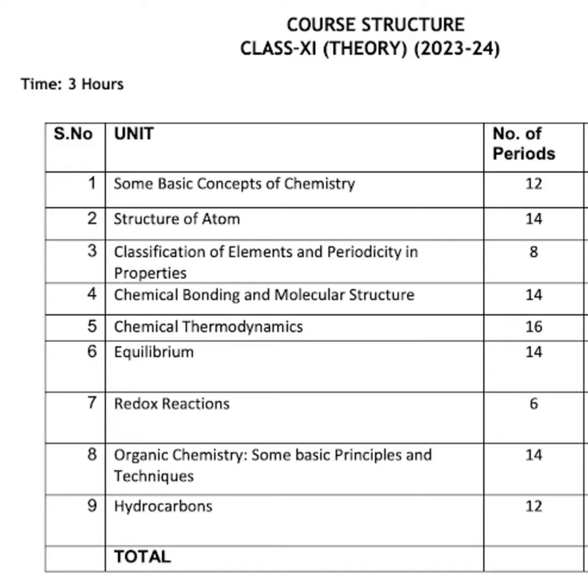The fourth unit is on chemical bonding and molecular structures, of about 7 marks, and the fifth unit is on chemical thermodynamics, having 9 marks importance, and the sixth unit is on equilibrium, having 7 marks. The seventh unit is on redox reactions, having 4 marks.